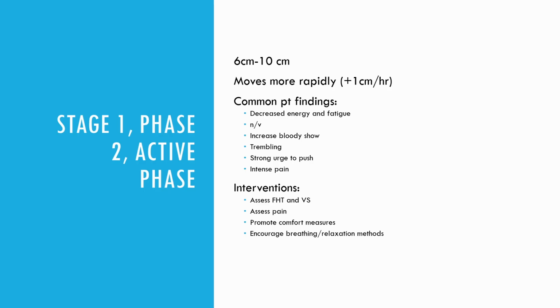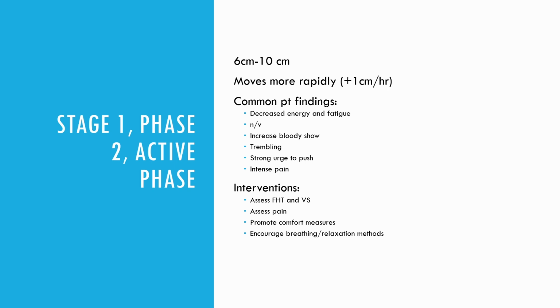Once the patient gets to be 6 centimeters dilated, she now moves into stage 1, phase 2. This is the active phase of labor. So this is where we say she's in active labor. So phase 2 is 6 centimeters all the way up to completely dilated at 10 centimeters. This moves more rapidly than the first phase. They usually dilate at about at least a centimeter an hour. If this is their second, third, fourth baby, it can be much quicker than that.